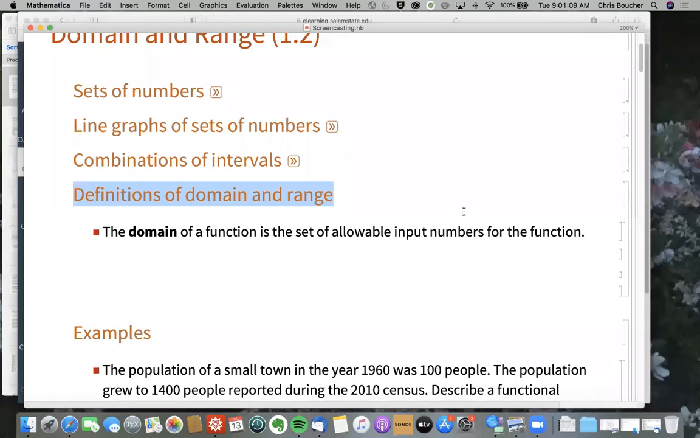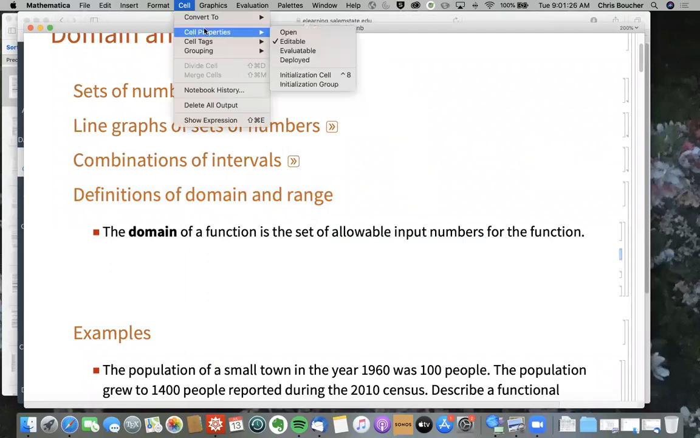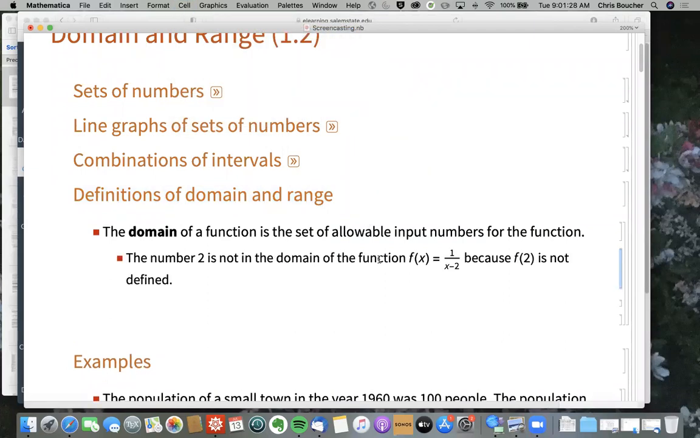Both of these terms pertain to functions, and the domain of a function is the set of allowable input numbers for the function. Now, you might think, well, why would a number not be allowable as an input? And there are a number of reasons. Here's a real simple example just to start, and we'll see some other examples as we go.